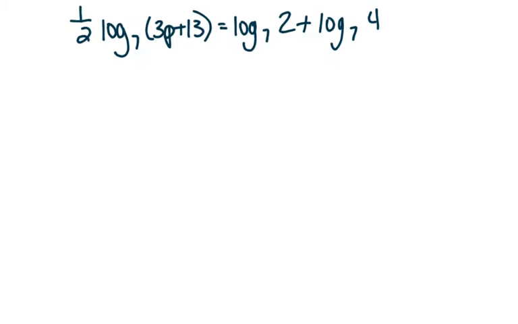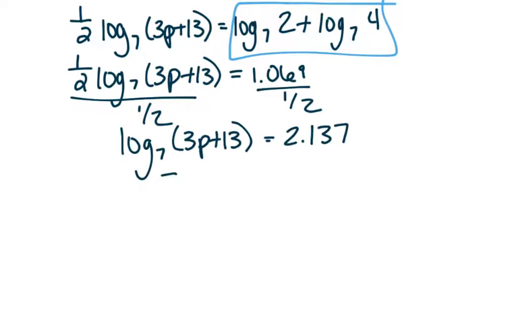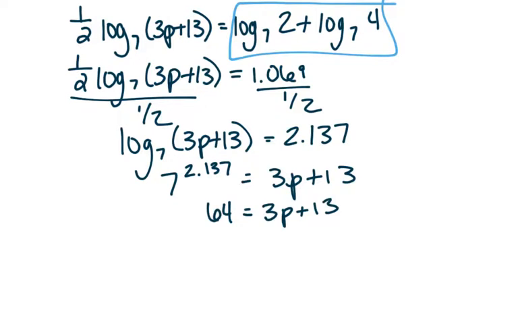Okay, I'm going to do this one the easiest way I know how. All of this is numbers, so I'm going to put that in my calculator. I'm going to divide both sides by 1/2. I'm going to write it in exponential form. So I'm going to do the left side. I'm going to subtract 13, and I'm going to divide by 3. So that's how I get 17.